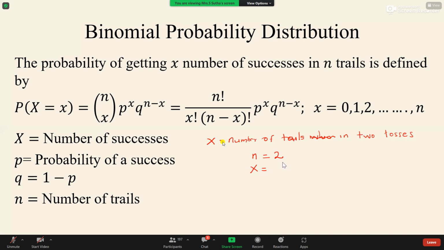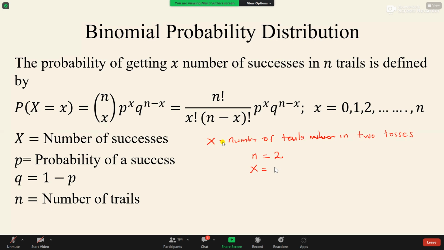If you are out of 2 times, if there is no tails, then what is x going to take? Students, you have to interact. Otherwise, there is no use of teaching you.